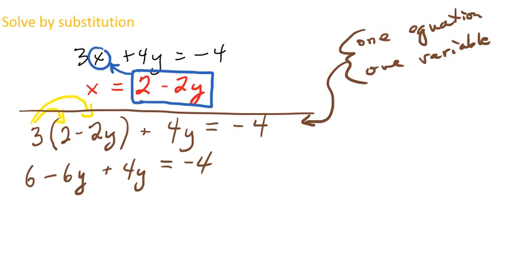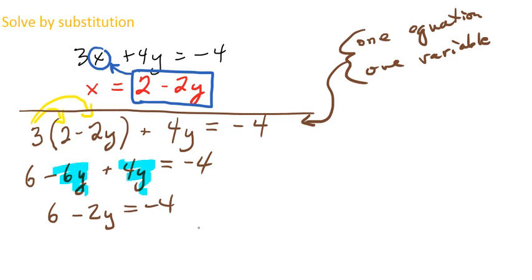Now I'm going to gather like terms. Here's some like terms right here, this y term and this y term. So let's gather those two. What's negative 6y plus 4y? What does that equal? Negative what? Yeah, negative 2y. So 6 minus 2y equals negative 4.